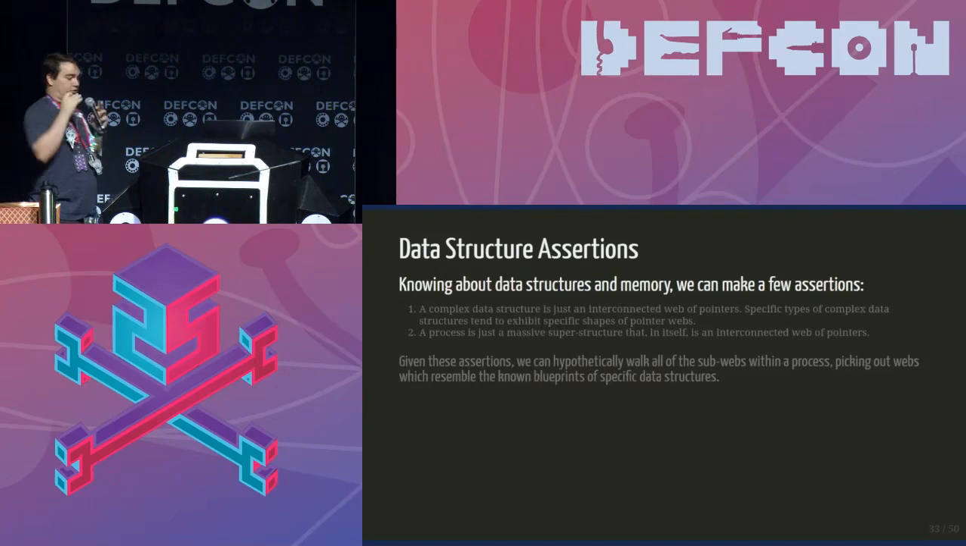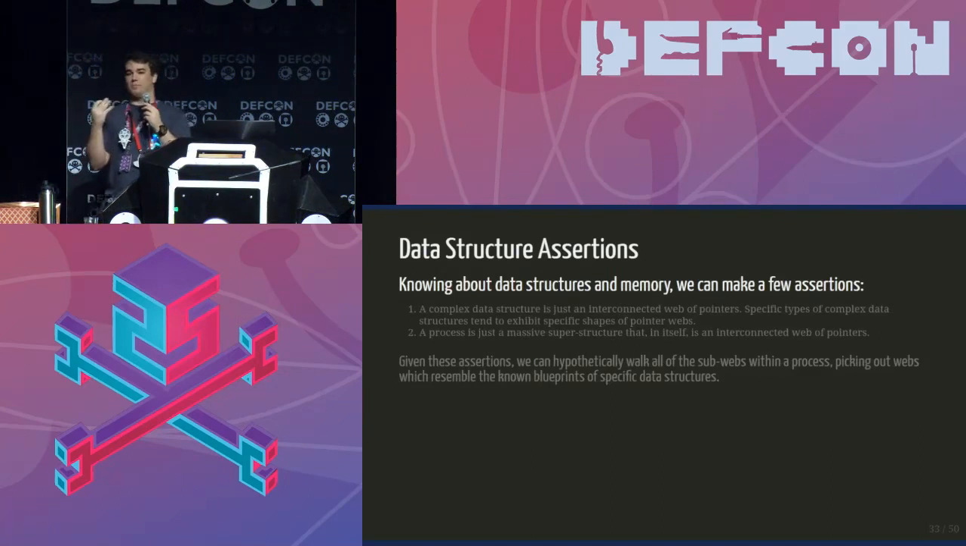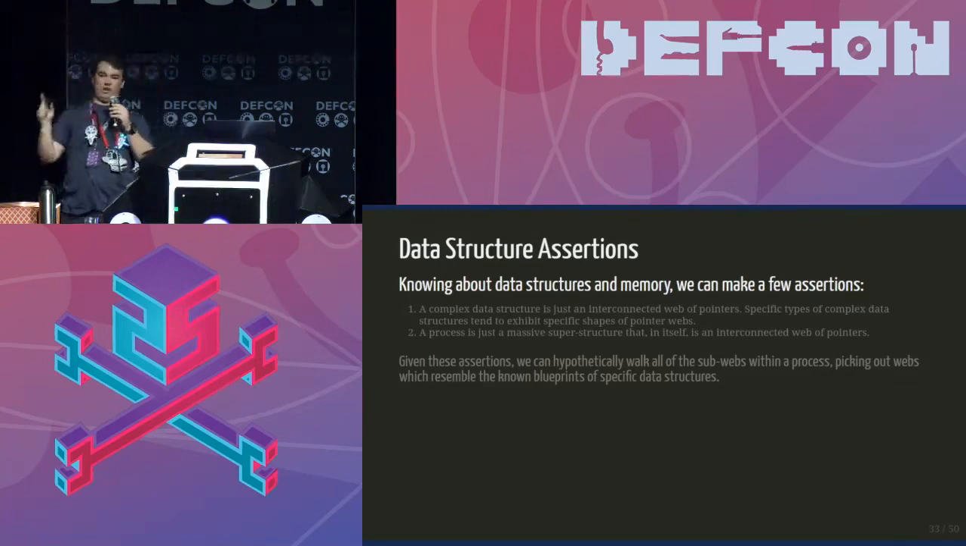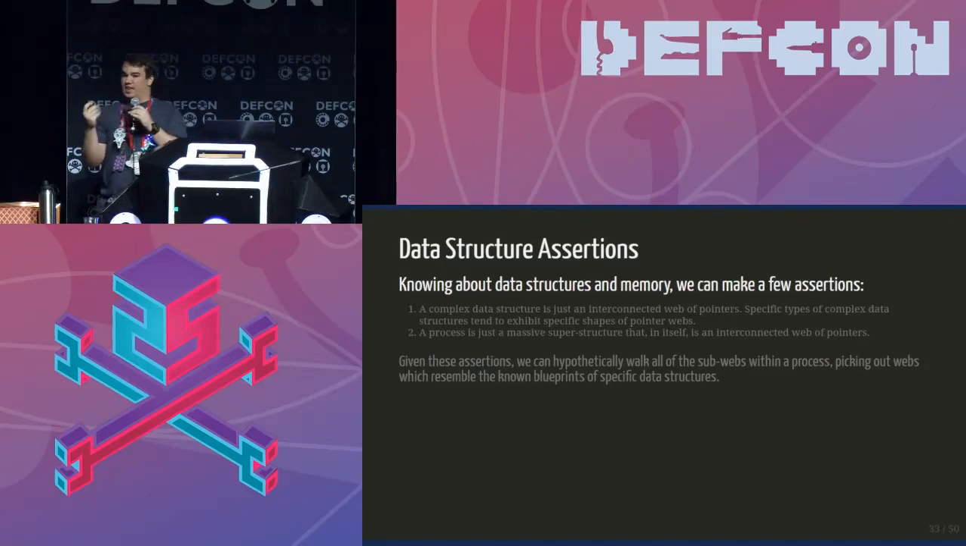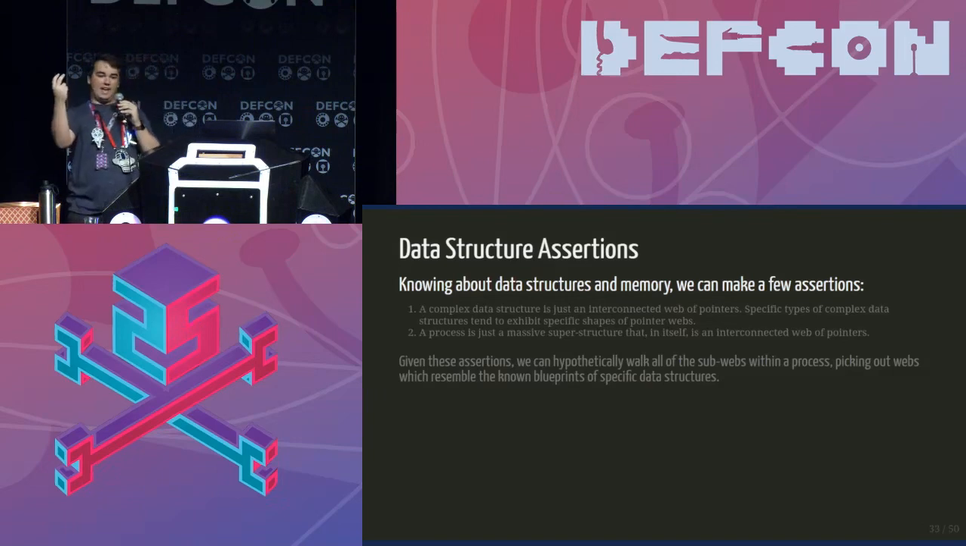So we have to make a few assertions first. The first assertion is that a data structure is just a complex, interconnected web of pointers. Just pointer pointing here, pointing there, pointing there. But each data structure has very specific characteristics and shapes. And if we can detect those characteristics and those shapes, we can detect the entire data structure. Furthermore, a process is just a massive, super complex data structure. So if we take the web that is that process and try to sort through it, then we can find all of the data structures which it contains.